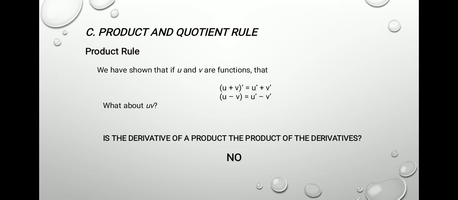Next topic is the product and quotient rule. The product rule: we have shown that if u and v are functions, the quantity u plus v prime is equal to u prime plus v prime, and the quantity u minus v prime is equal to u prime minus v prime. What about uv? Is the derivative of a product the product of the derivatives? The answer is no.